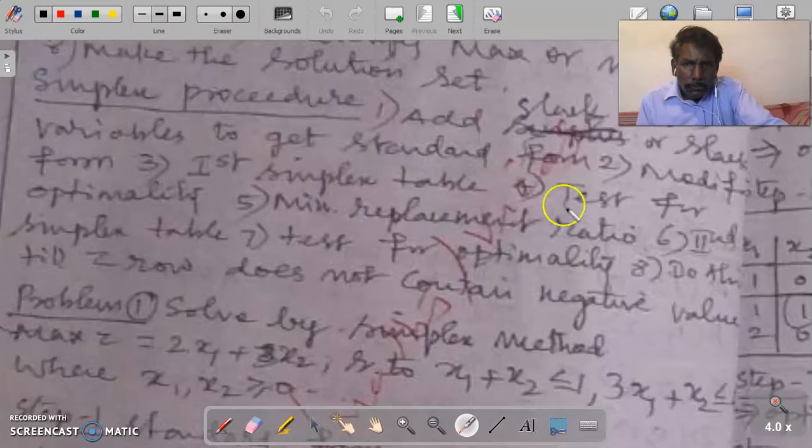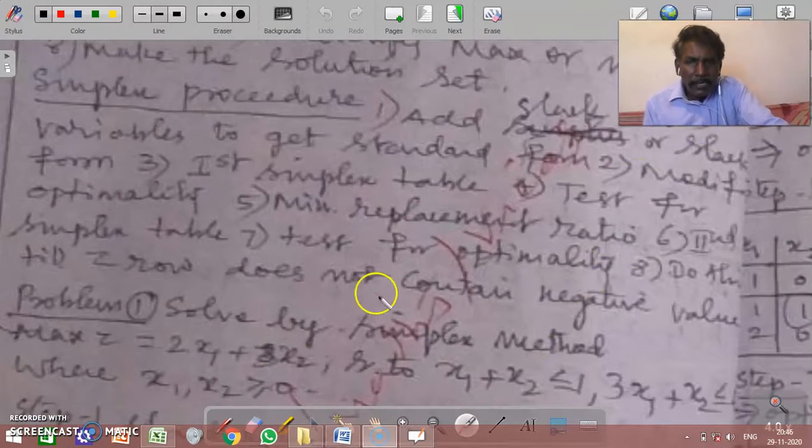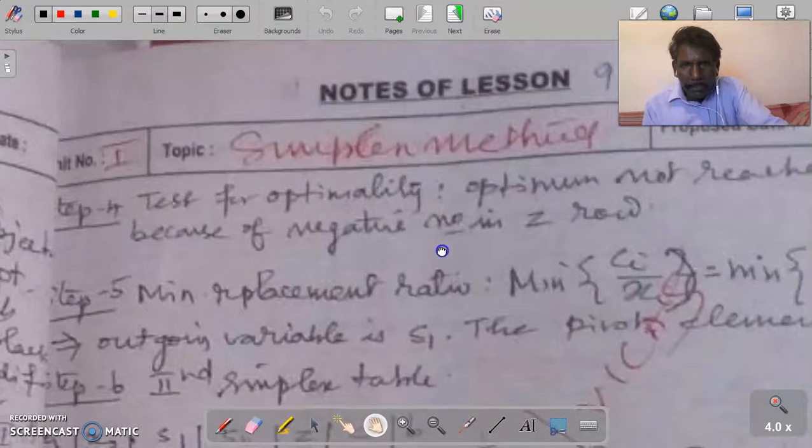Now the next step, test for optimality. Test for optimality means whether the steps have reached the minimization or maximization. That's called optimality. Whether the steps have reached the optimum, we can check. That is the next step. So let us take the next step here. This is called test for optimality.